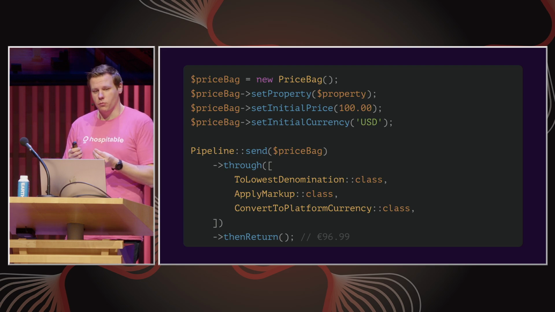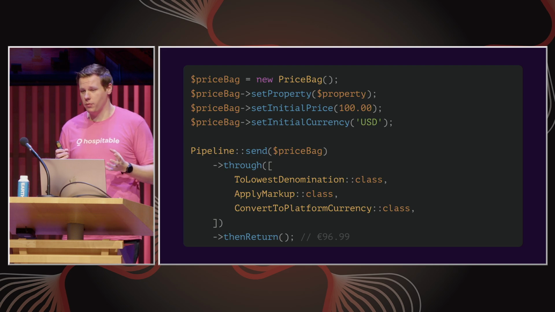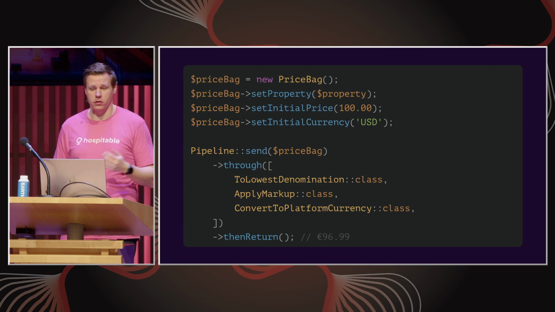So this is where it's really helpful to have a pipeline, because it will just apply the steps. And if we, for example, in the future decide that we have another kind of markup applying, we just add the class there, and it just works. You don't have to change any code. You don't have to change anything in there. So that makes it really powerful.